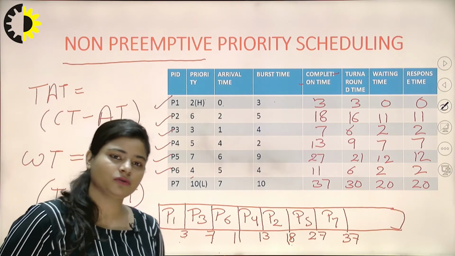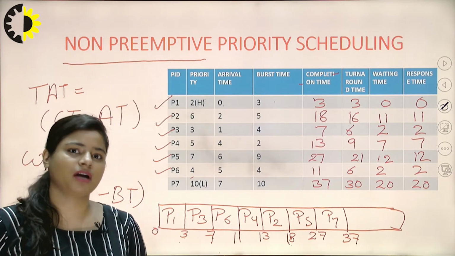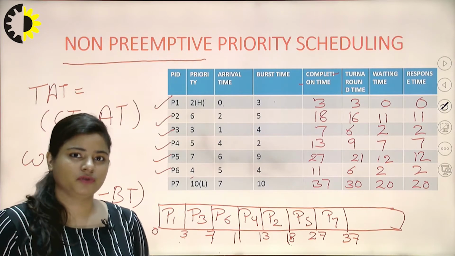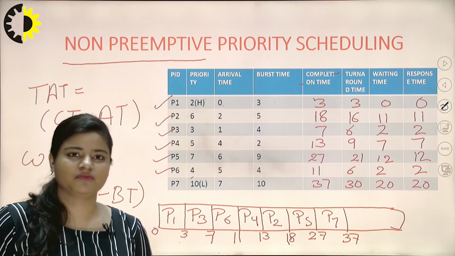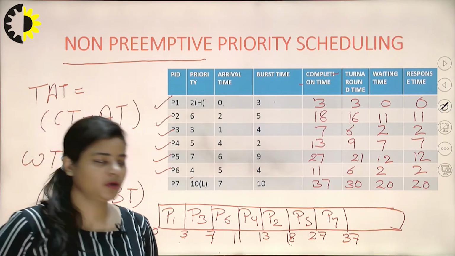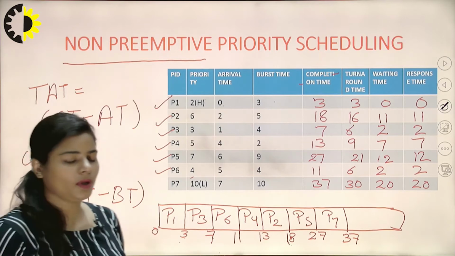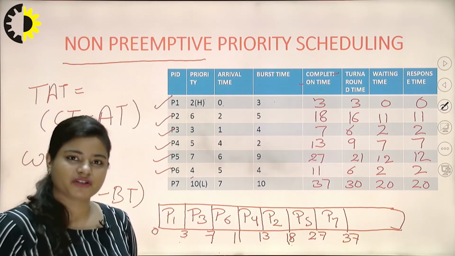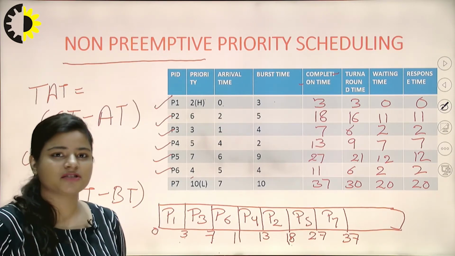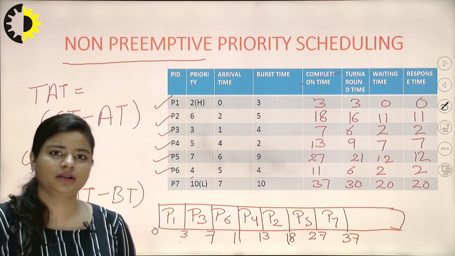Now what we need to do, we have to calculate the average turnaround time and average waiting time. You all know very well, in our previous video we have seen how we calculate the average turnaround time and waiting time. I'm just calculating the average waiting time, and this is the task for you, that you have to calculate turnaround time and you can comment your answer here.